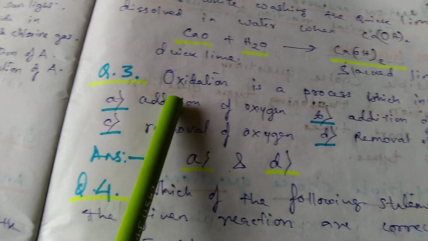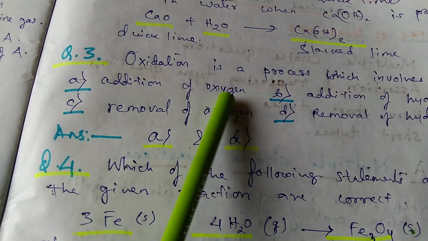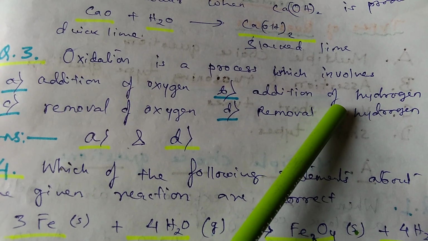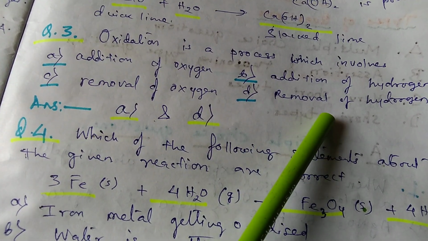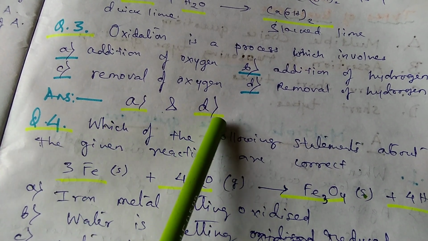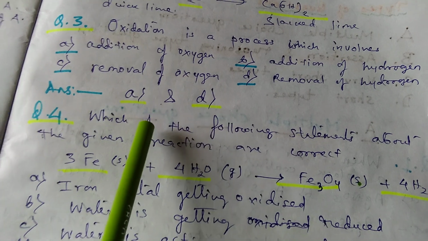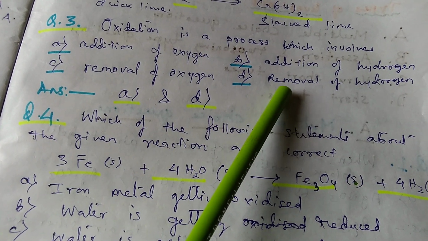Okay, question number 3 is, oxidation is a process which involves, the options are addition of oxygen, addition of hydrogen, removal of oxygen and removal of hydrogen. Answer is option A and option D. Both options are correct. Okay, that means addition of oxygen and removal of hydrogen.